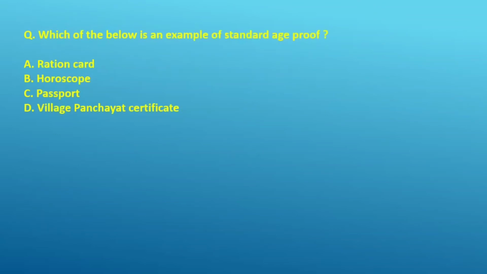Which of the below is an example of standard age proof? If we see the answer options, ration card, horoscope, village panchayat certificate, all these three are non-standard. So the correct answer is C, passport.